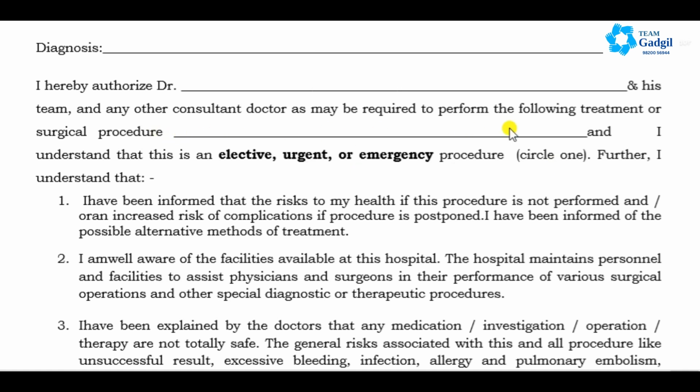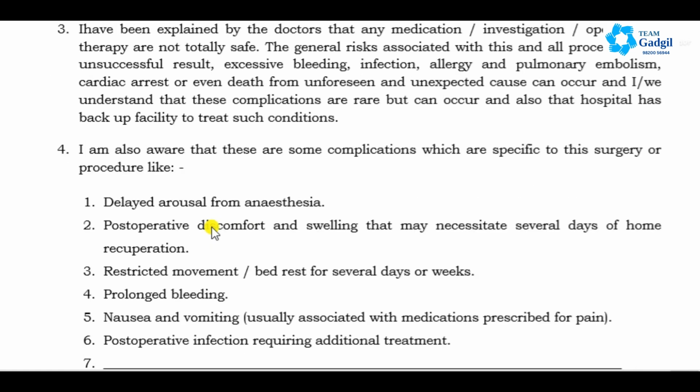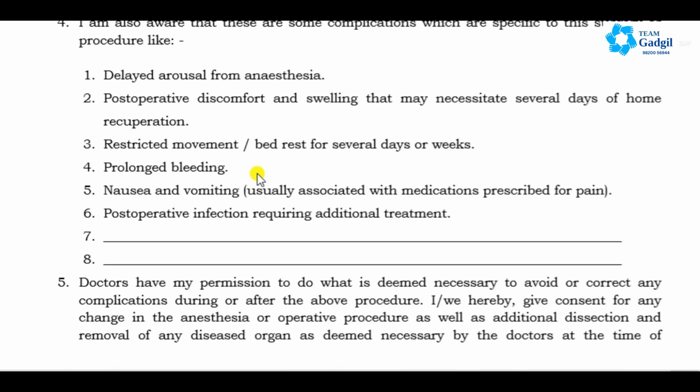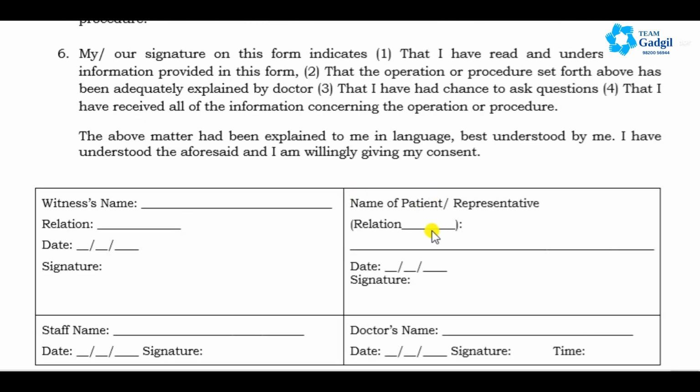Now this is the procedure which the doctor has to explain to the patient, and then you tick whether it's an elective, urgent or emergency procedure. Then all these terms are there, which you can read. I am also aware that these simple complications, all that. Any other instructions specific to the patient you can add here. Now here the patient has to sign.